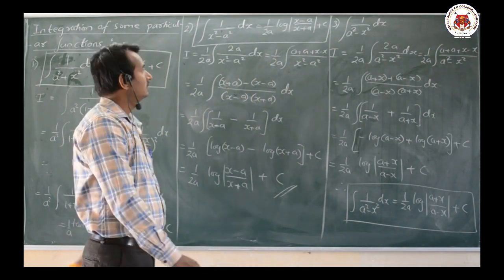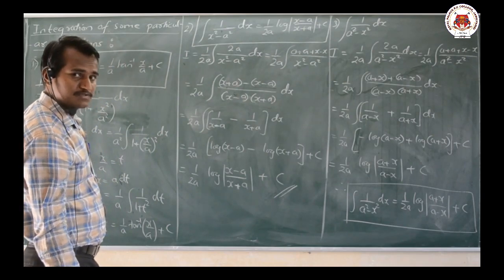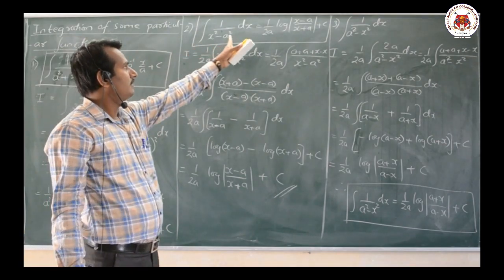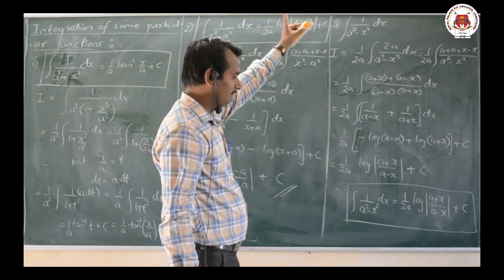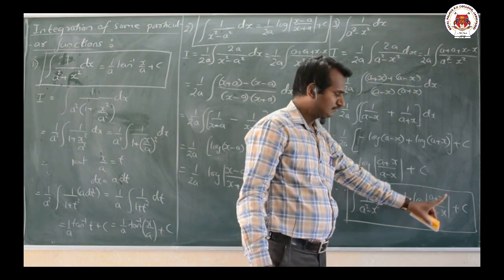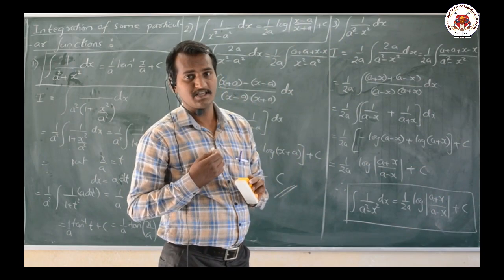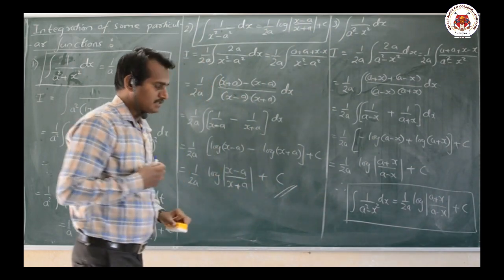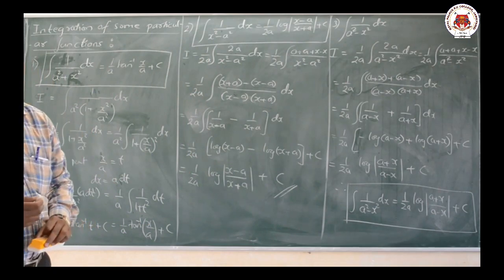Okay, dear students, these three formulas, 1 divided by a square plus x square or x square plus a square, both are same. 1 divided by x square minus a square means x minus a will be the numerator. A square minus x square means a plus x will be the numerator. Now we have to compare the formulas and memorize them. Before going to the next problems, please pause the video to note it down.